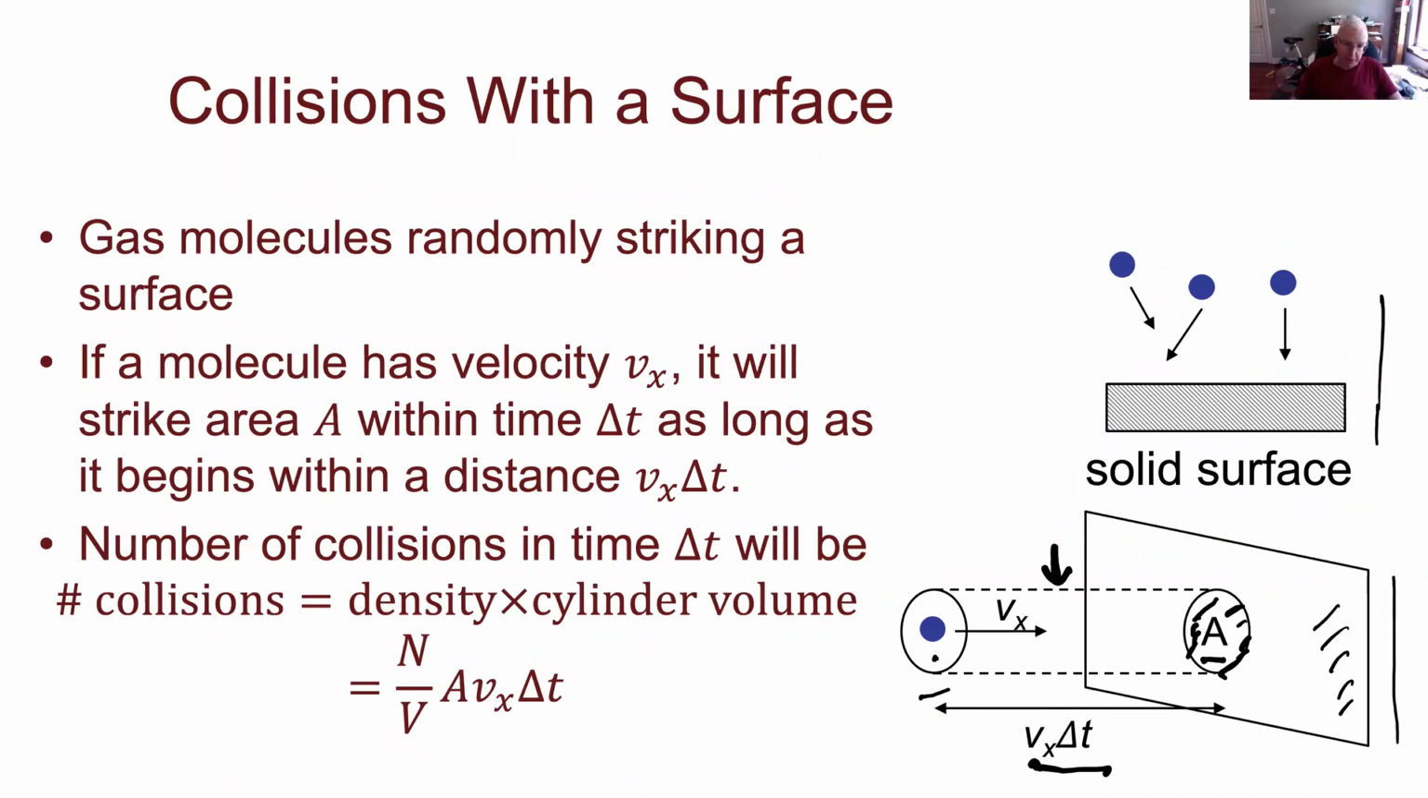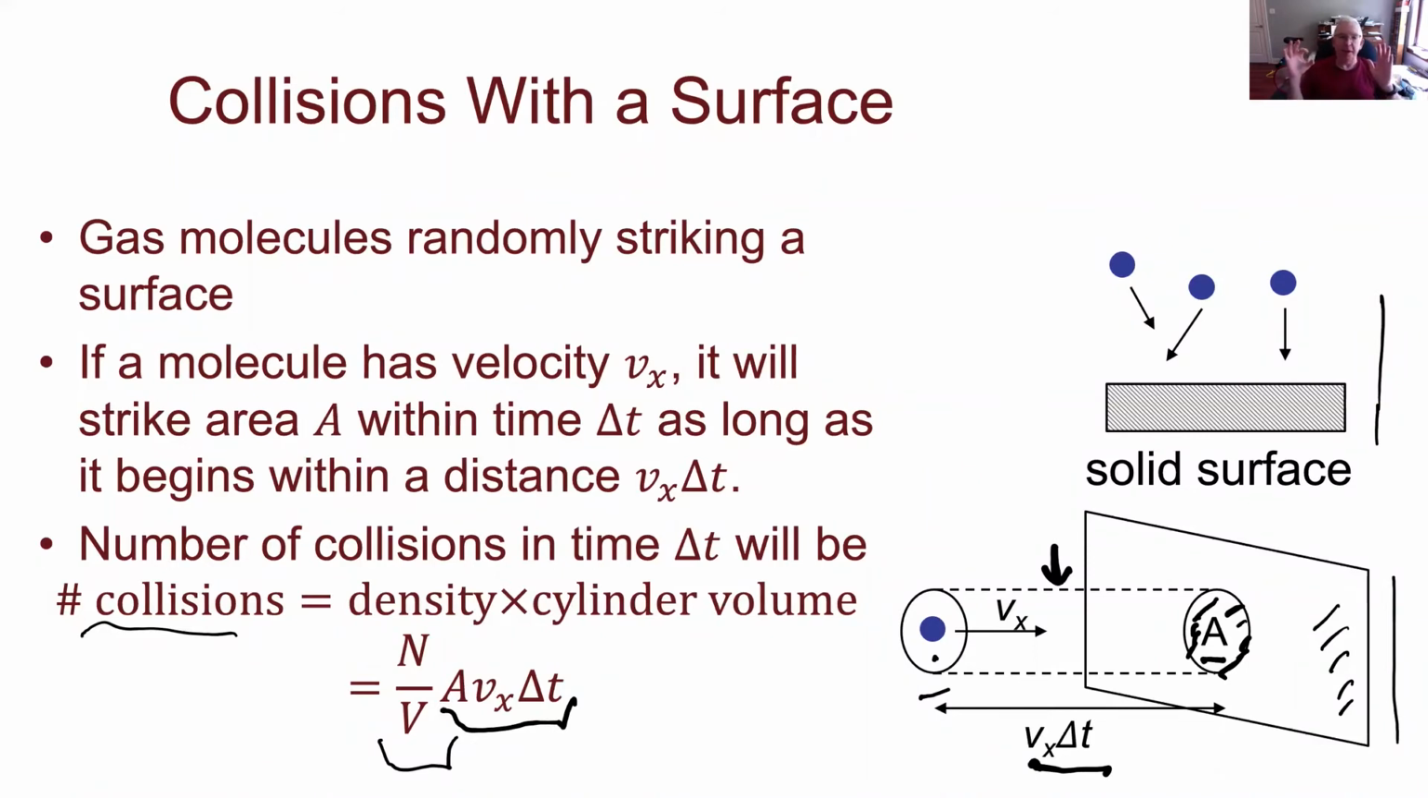Down to the bottom of the screen, I can say the number of collisions that should take place in time window delta t is going to be a function of n over v, which we might refer to as the number density of the gas. It's not the traditional mass density, it's number of molecules per unit volume. So if I take that number density and multiply it by the volume of my cylinder, we said all the molecules moving with Vx that start inside that cylinder will reach the surface.